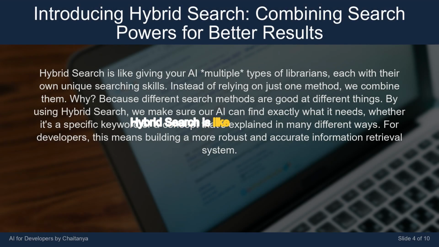Hybrid search is like giving your AI multiple types of librarians, each with their own unique searching skills. Instead of relying on just one method, we combine them. Why? Because different search methods are good at different things. By using hybrid search, we make sure our AI can find exactly what it needs, whether it's a specific keyword or a concept that's explained in many different ways. For developers, this means building a more robust and accurate information retrieval system.